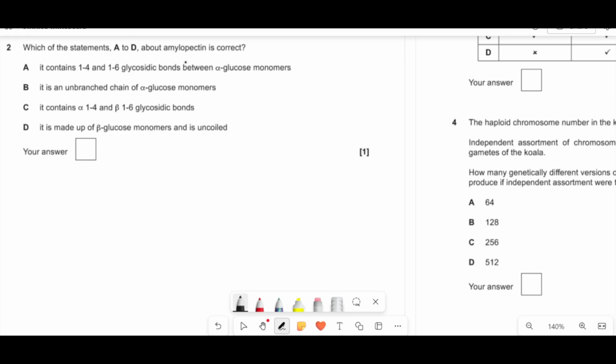Which of the statements about amylopectin is correct? One of them is that it has 1,4 and 1,6 glycosidic bonds between alpha glucose monomers, so that is indeed correct. It's unbranched, it's not. Amylose is unbranched. Amylopectin is branched, so that one's out. It has alpha 1,4 and beta 1,6. It doesn't have beta in it because beta glucose is only in cellulose, and D as well. Beta glucose is only in cellulose, so it's A.